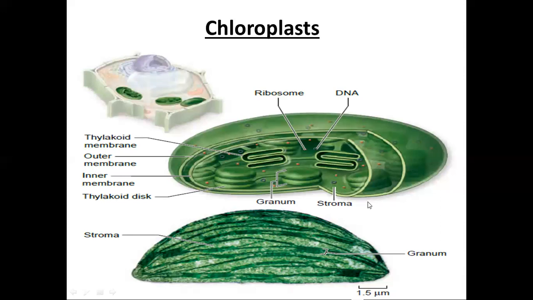And then a chloroplast can actually contain one or more grana. Now each granum may contain from a few to several dozen disc-shaped structures that we call the thylakoids. On the surface of the thylakoid are the light capturing photosynthetic pigments. So the light capturing photosynthetic pigments are found on the thylakoid.